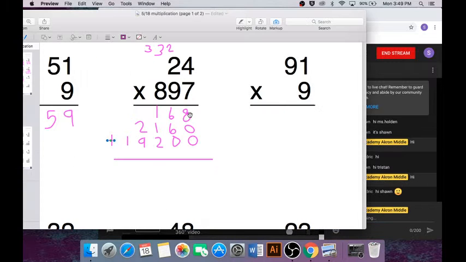We're going to add those together. So 8 plus 0 is 8. 6 plus 6 is 12, plus 0 is 12. So we put down the 2. We're going to carry the 1. 1 plus 1 is 2, plus 1 is 3, plus 2 is 5. 2 plus 9 is 11. So we put down a 1, we carry the 1, and 1 plus 1 is 2. So your answer is 21,528.